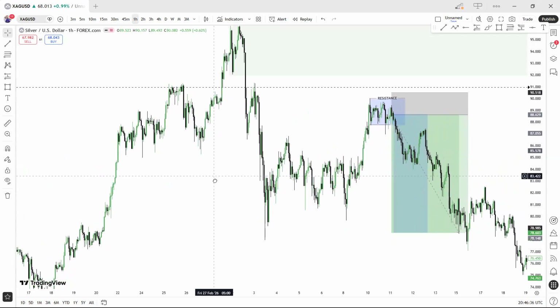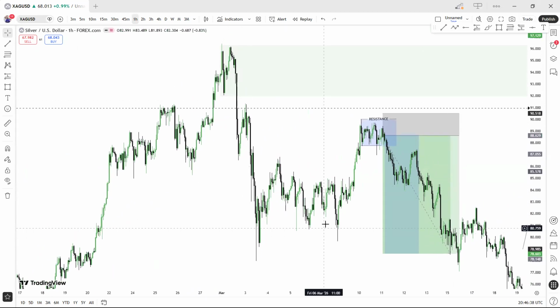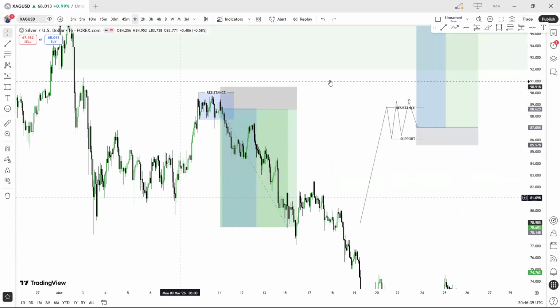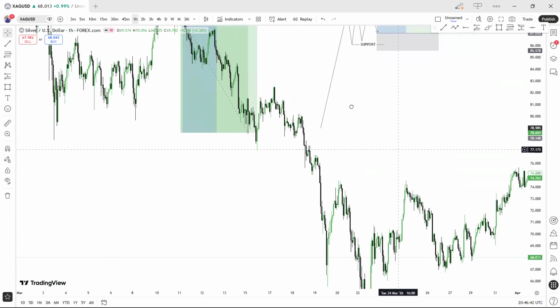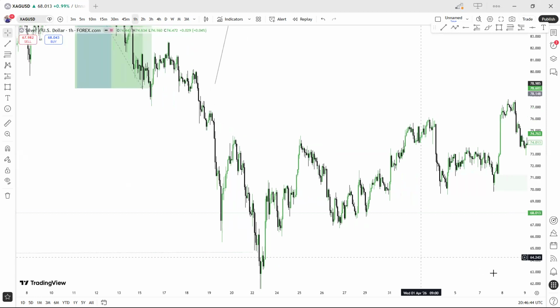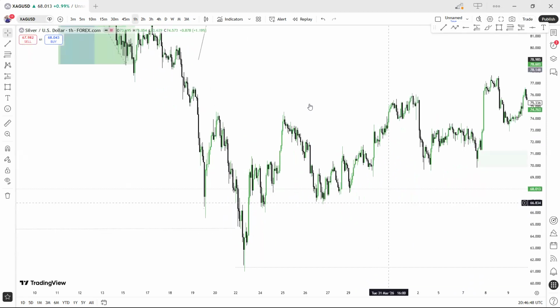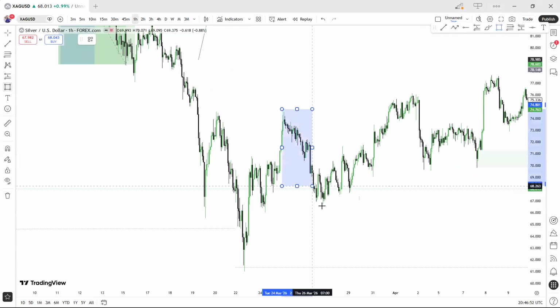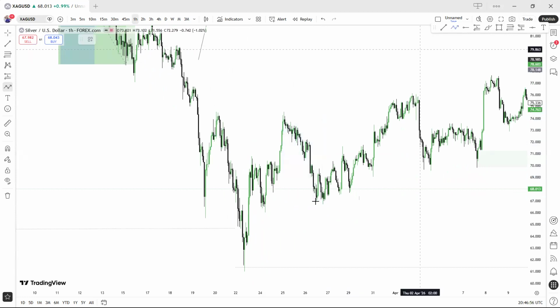So you just have to find where it's ranging. That looks like another good example. Okay, this is another example. Generally, let me use this. This is where it came down from. After it came down from here, it started ranging. This is the ranging.